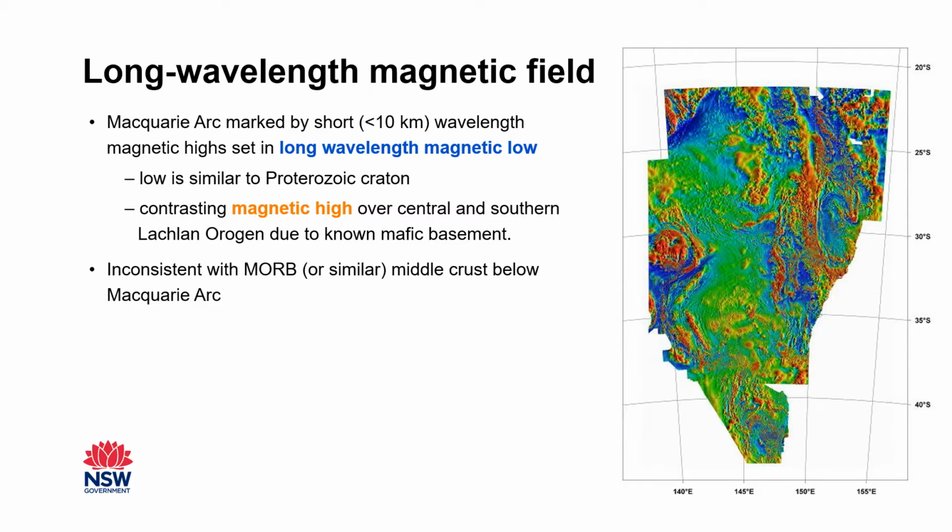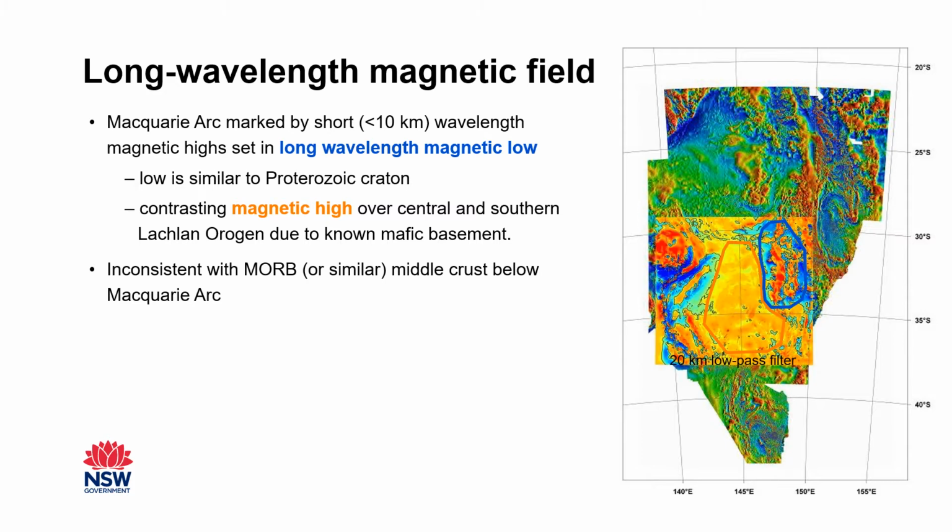Returning to aeromagnetic data, you can see the contrast between the Macquarie Arc, with short wavelength, that is high gradient, magnetic highs setting long wavelength magnetic lows, with the Wagga belt and other parts of the central and southern Lachlan Orogen, which are marked by broad magnetic highs. We can highlight that by selecting the long wavelength components by applying a 20 km low pass filter.